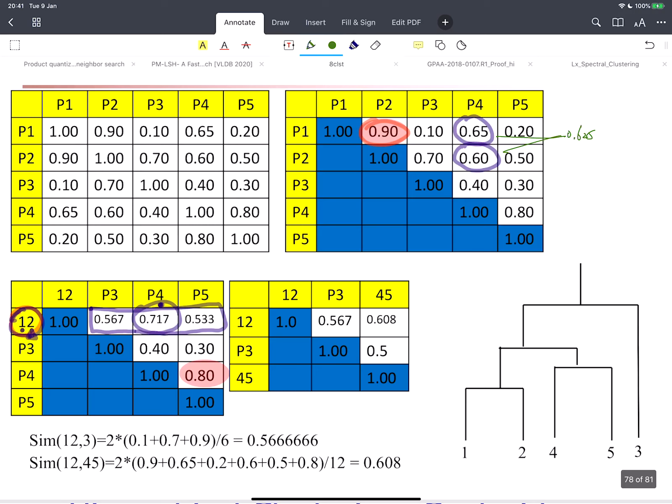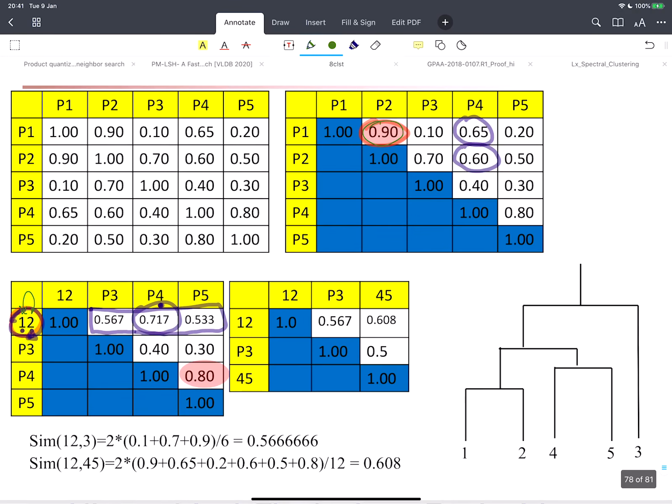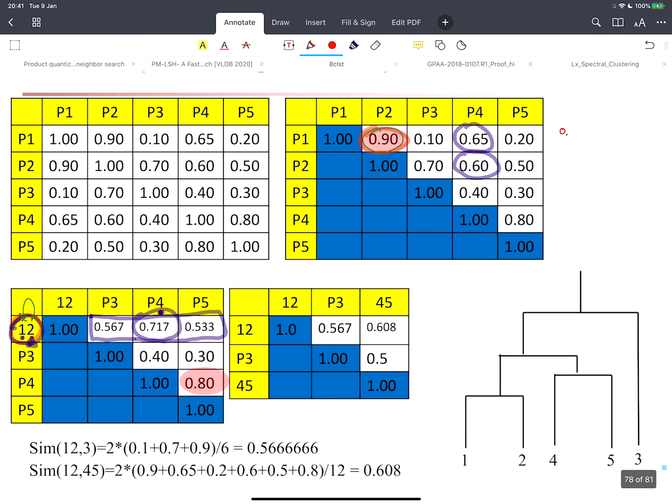So remember, we need to do the group first. By grouping, it means we need to consider the distance between 1 and 2 as well. So 1 and 2 is actually 0.9. I didn't illustrate this one, so it's good I write it here. So that's going to be 0.9 plus 0.6 plus 0.65 divided by 3, because there are only 3 edges, right? So if you do the calculation, it should be this value.